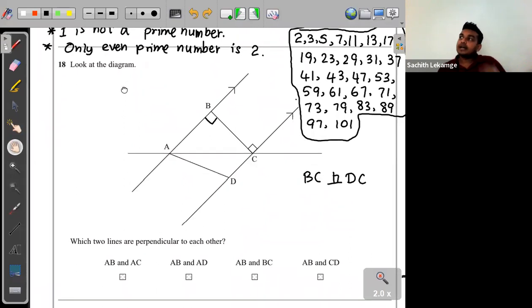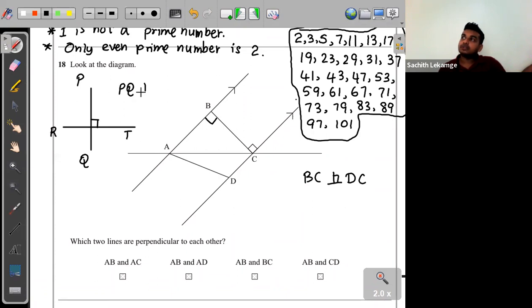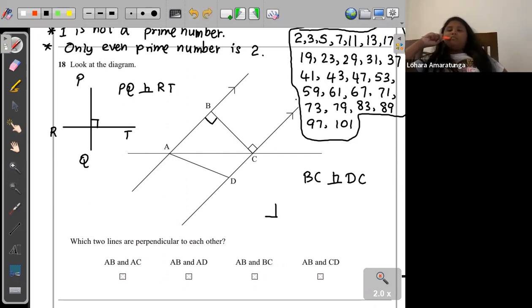Look at the diagram. When you have two parallel lines, BC is perpendicular to CD. What is perpendicular? If one straight line meets another straight line and they make 90 degrees, we call them perpendicular to each other. Let's say PQ and RP. So we can write PQ is perpendicular to RP. This is the perpendicular symbol in mathematics.